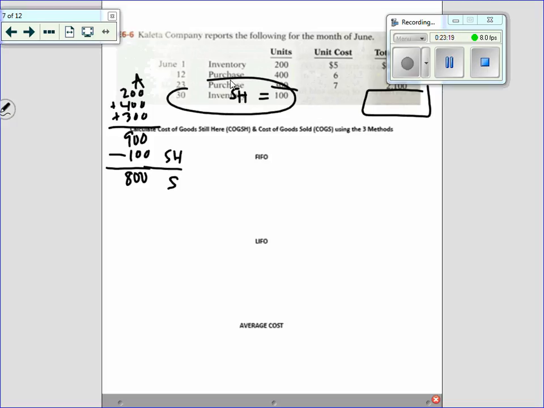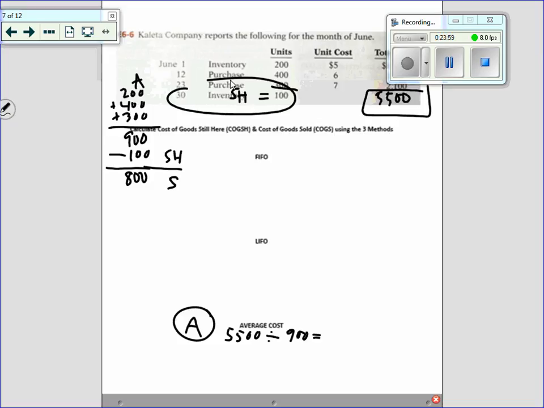Total cost available. They've done 200 times 5, 400 times 6, 300 times 7. So you would just add up the 1,000 and the 2,400 and the 2,100 to equal what? 5,500. Just so you know down here, 5,500 divided by what? Why is it 900? It's available. Average is all about available, okay? So I just wanted to guide you through those little hiccups.